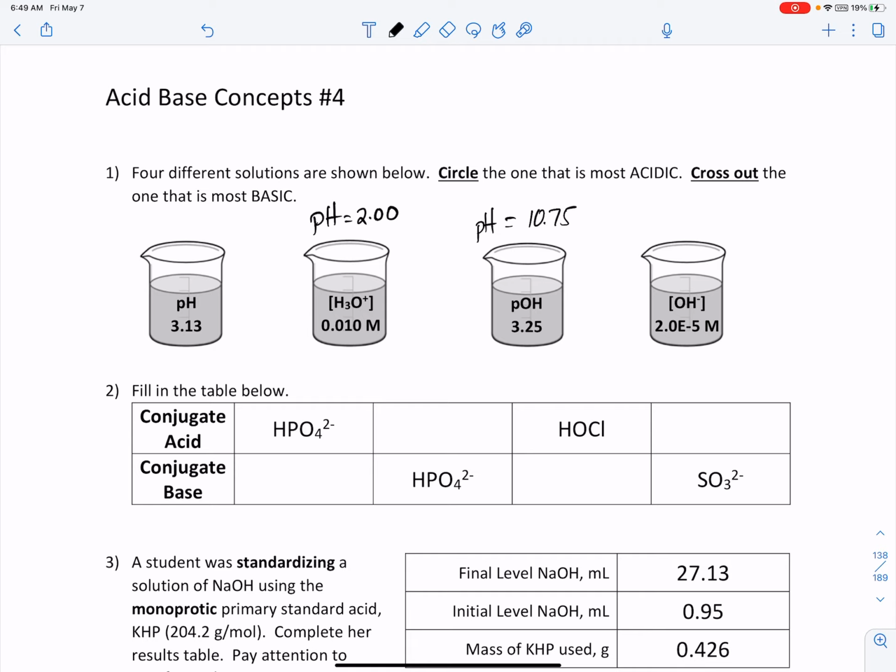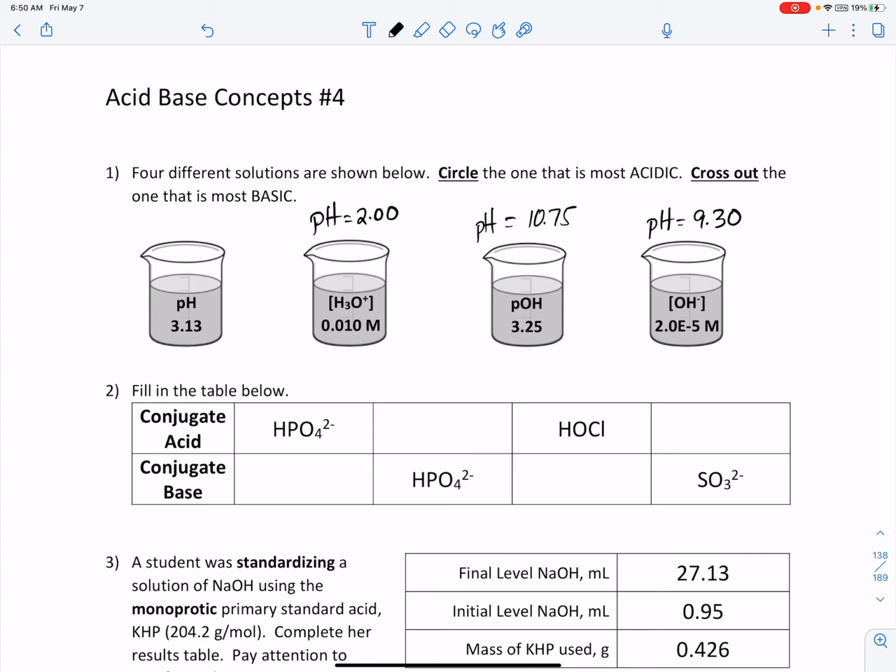The last beaker gives us the hydroxide. So why don't we first figure out the pOH. We'll take the negative log of the hydroxide's concentration, then we'll subtract that from 14 to figure out the pH. So first, the negative logarithm of 2 times 10 to the minus 5. The pOH is 4.70, and then subtract that from 14. This one's pH is 9.30. Be sure you're able to do those things on your own calculator.